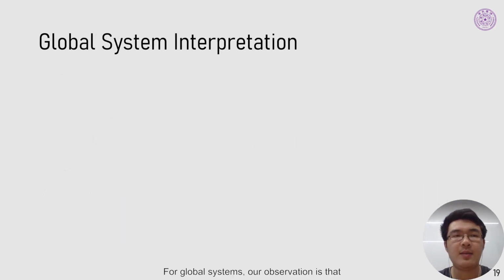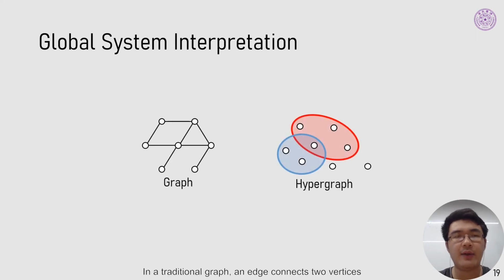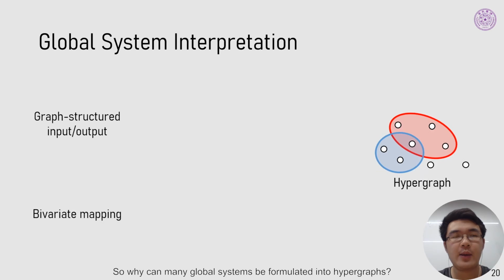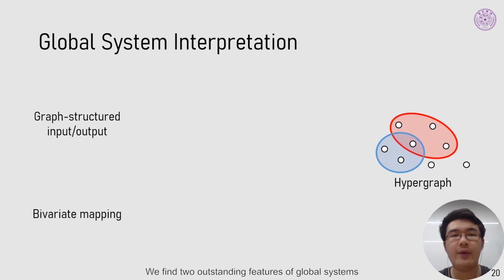For global systems, our observation is that we can formulate many of them with hypergraphs. So what's a hypergraph? In a traditional graph, an edge connects two vertices. And in a hypergraph, a hyperedge can cover multiple vertices. So why can many global systems be formulated as hypergraphs? We find two outstanding features of global systems: the graph structured inputs or outputs, and the bivariate mapping.